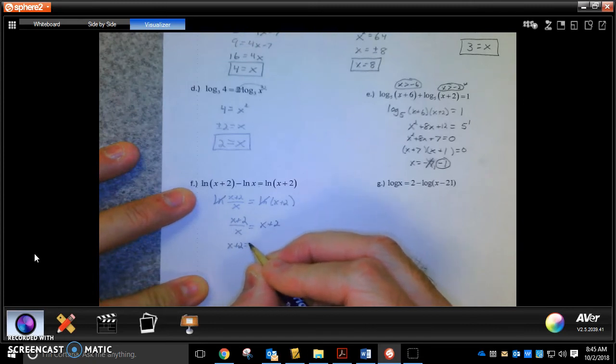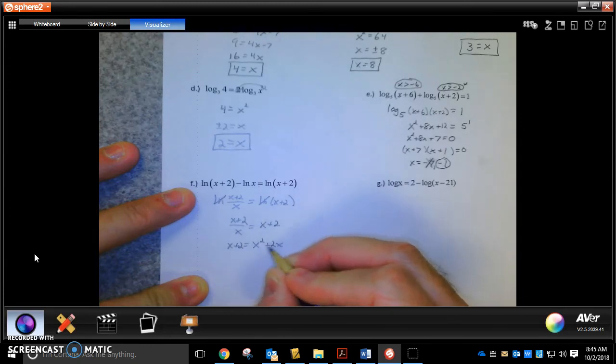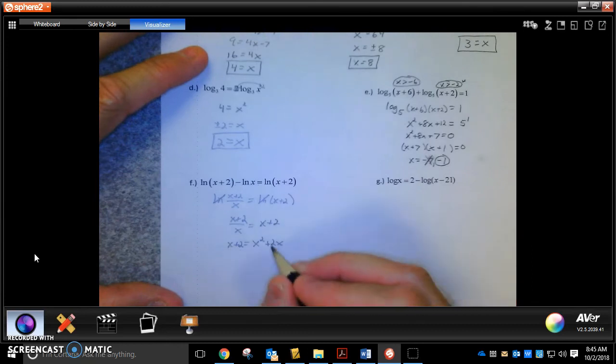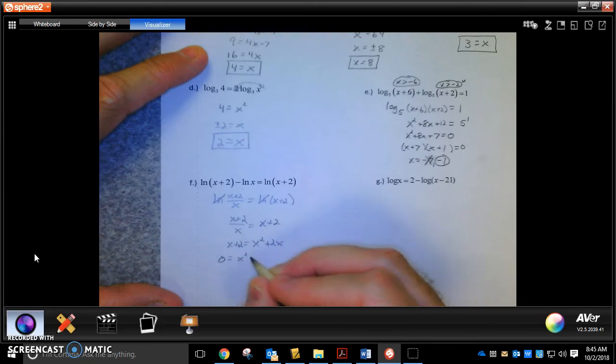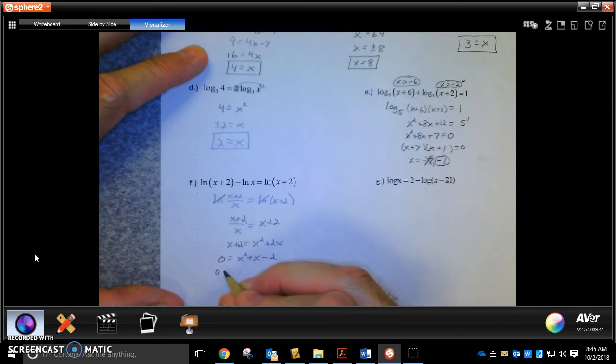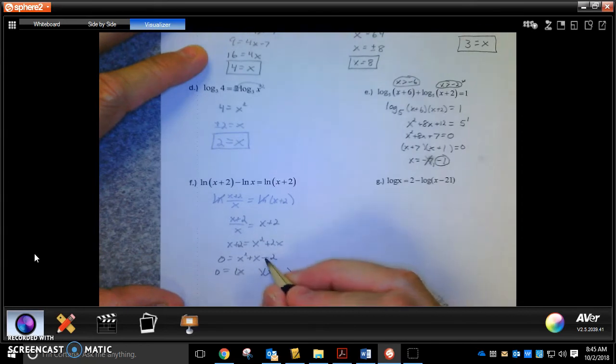X plus 2 equals x times x is x squared. Also x times 2 is 2x. I have a quadratic. I'm going to move everything to one side. So 0 equals x squared. I have a 2x here. I'm going to subtract x. So that's going to be plus just 1x. I'm going to bring the plus 2 to the other side. That's going to be minus 2. So 0 equals my two sets of parentheses. I'm going to have x and x. Factors of -2 that add up to +1. That's going to be a plus 2 and a minus 1, which means x equals -2 and +1.